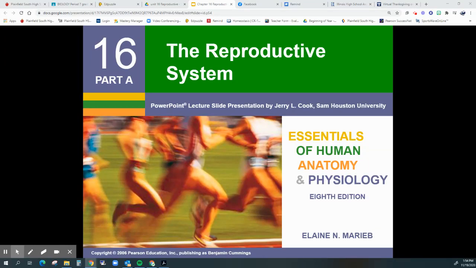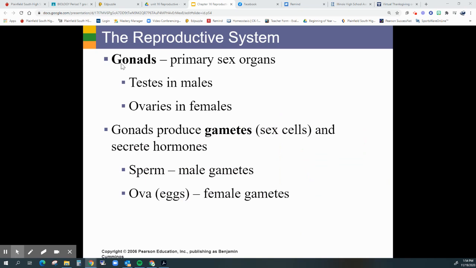All right, so this lecture today, we're going to take a little bit of a look at the male anatomy for the reproductive system. Similar to the female anatomy, it's going to be broken up into a couple different sections. Just to rehash again, we're talking specifically about the gonads, which are the testes in the male reproductive system, and then their function for producing specifically sperm.